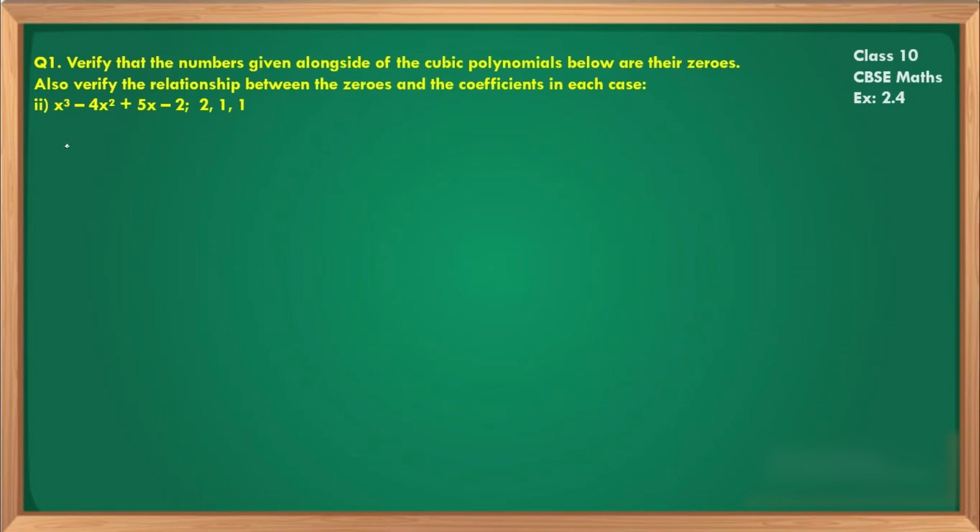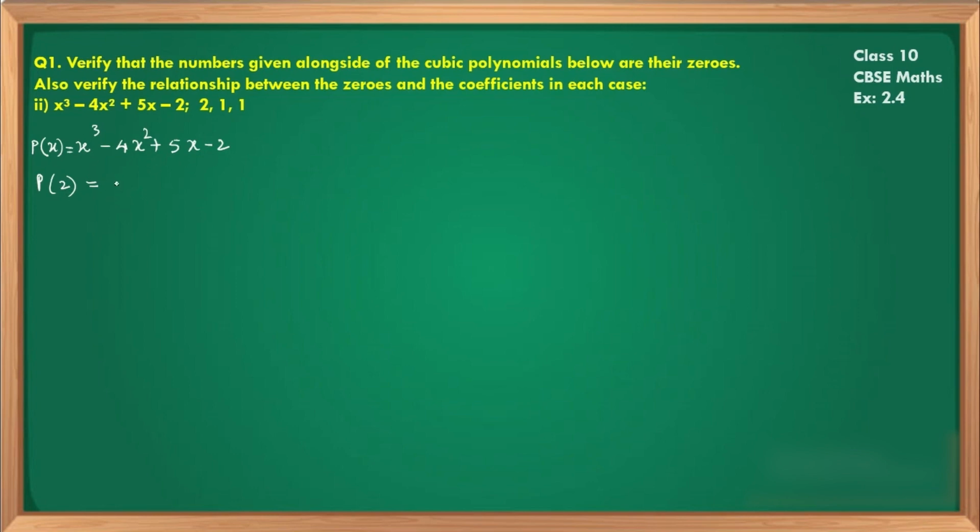Now let us write down the question. x cube minus 4x square plus 5x minus 2. This is the question. Now one of the zeros or one of the numbers given is 2. What we do? We put this as p of x. Now in place of x, let us put one number, that is 2, p of 2. Meaning that wherever we have x, we have to put the value 2 and then verify whether this is a zero of this polynomial or not.